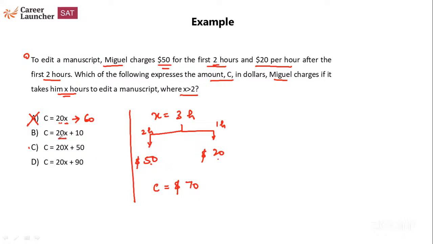20 times 3, 60. 60 plus 10, 70. You require 70. That is the amount he gets. 20 into 3 is 60, plus 50 is 110. Does he get 110? He actually gets 70. 20 times 3 is 60, plus 90, 150. He does not get $150. Option B is the correct answer here.